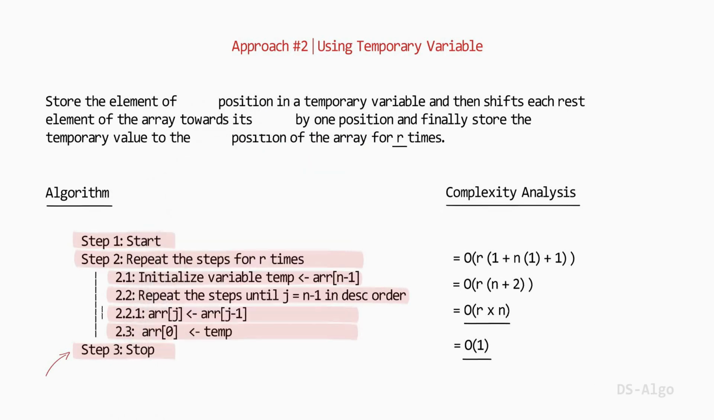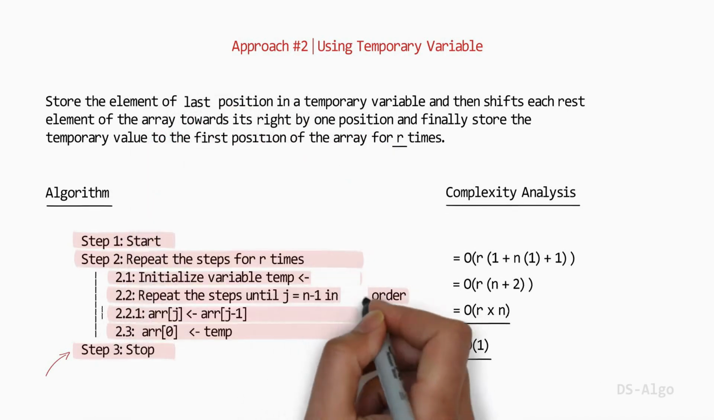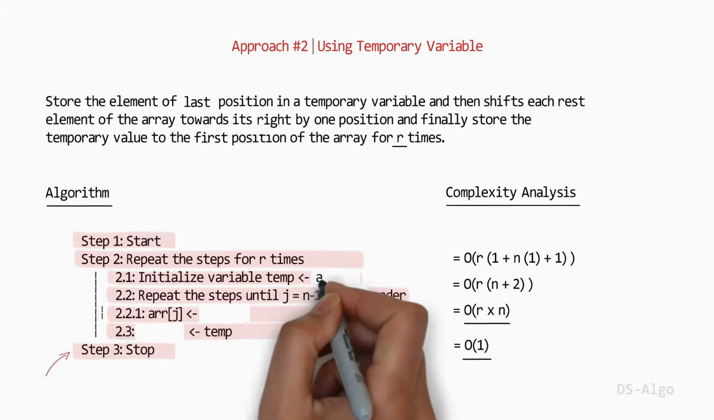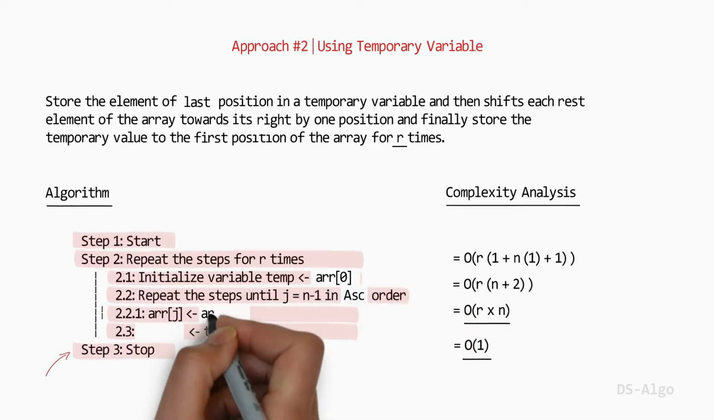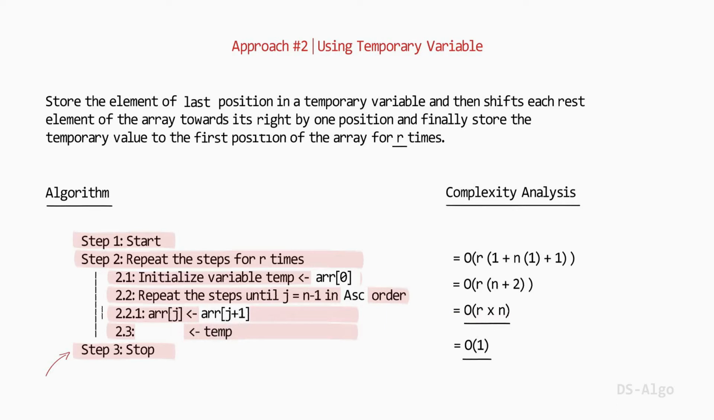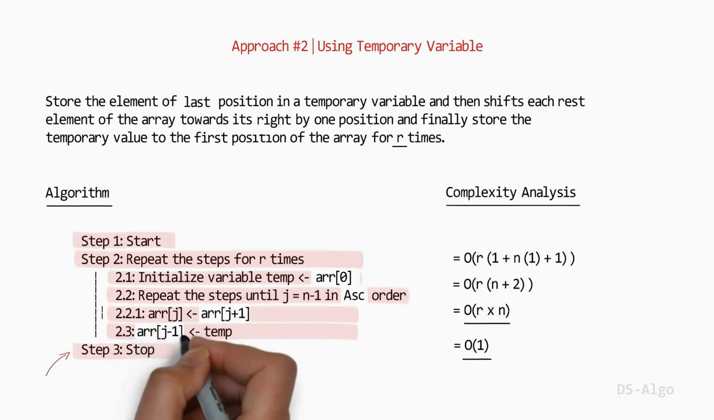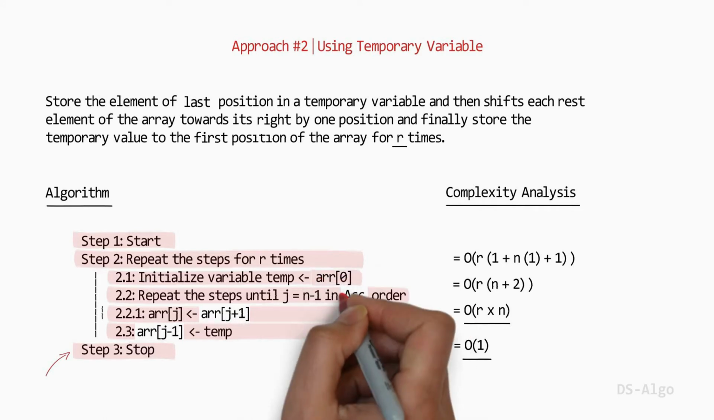For right rotation, the algorithm would become: store the first element in a temporary variable, repeat the step until j is equal to n-1 in ascending order, shift the element towards its left by one position, store the temporary variable in the last position of the given array.